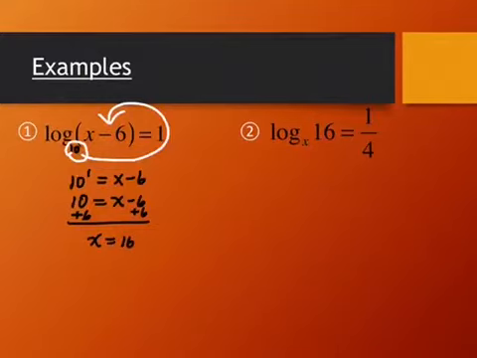Now, we talked about last time that there are certain values, namely negatives, that we have to be careful about not showing up inside of a log. So we want to make sure that no matter what answer we get, we look back at the original expression and make sure that it doesn't give us a negative inside of our log. On this one, there's an x minus 6, so if I put 16 in there, 16 minus 6 would be 10, and we're good to go.